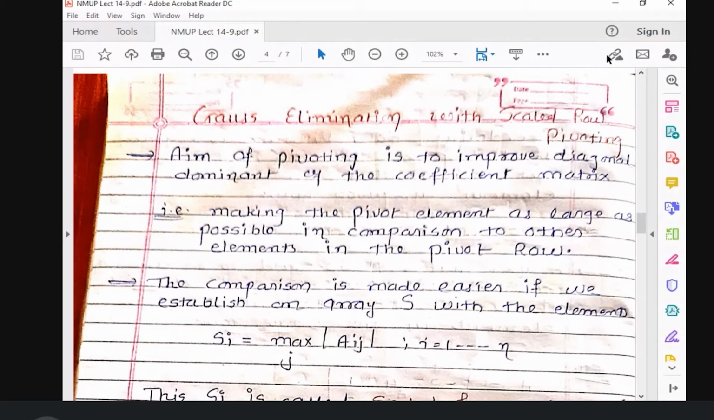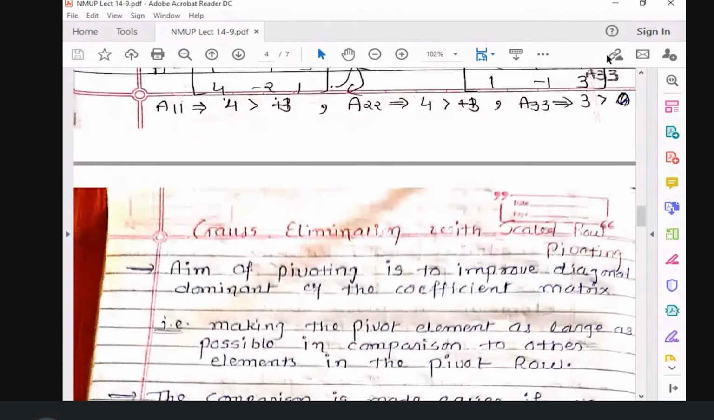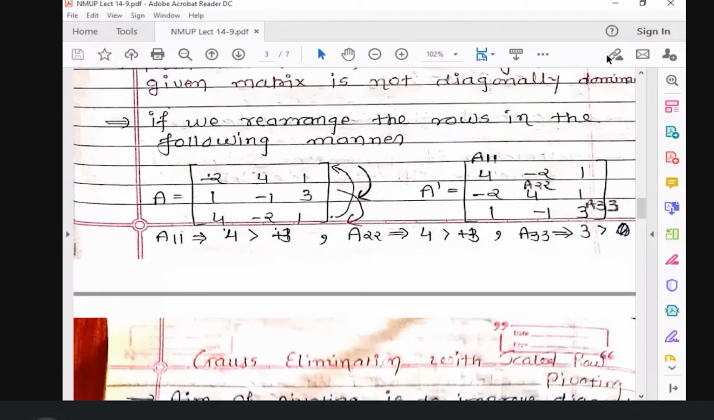So first of all, what is the aim of this pivoting? To improve the diagonal dominance of the coefficient matrix. What do we mean by that? Making the pivot element as large as possible in comparison to the other elements in the pivot row. Just check it out. My pivot element in the first row is 4, which is greater than 2 as well as 1. In the second row, my pivot element is 4, which is greater than 2 and 1. And in the third row, my pivot element is 3, which is greater than 1 and 1.